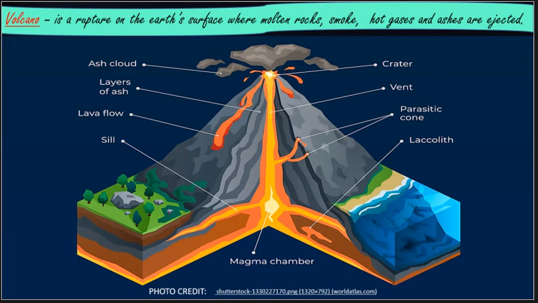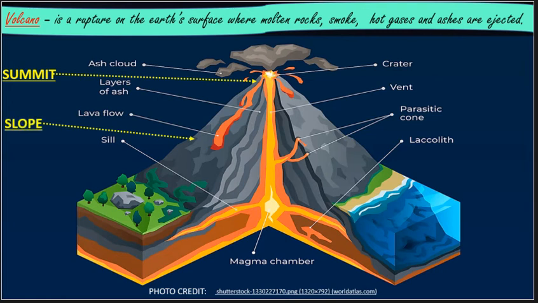But take note that we have three basic parts of the volcano, which are the summit. The summit can be found at the peak of the volcano here. The next one is the slope, and the lower ground of the volcano is what we call the base. Summit, slope, and base are the three basic parts of the volcano, but there are other parts that I mentioned a while ago. Okay? Based on the illustration, you have seen the different parts of the volcano.